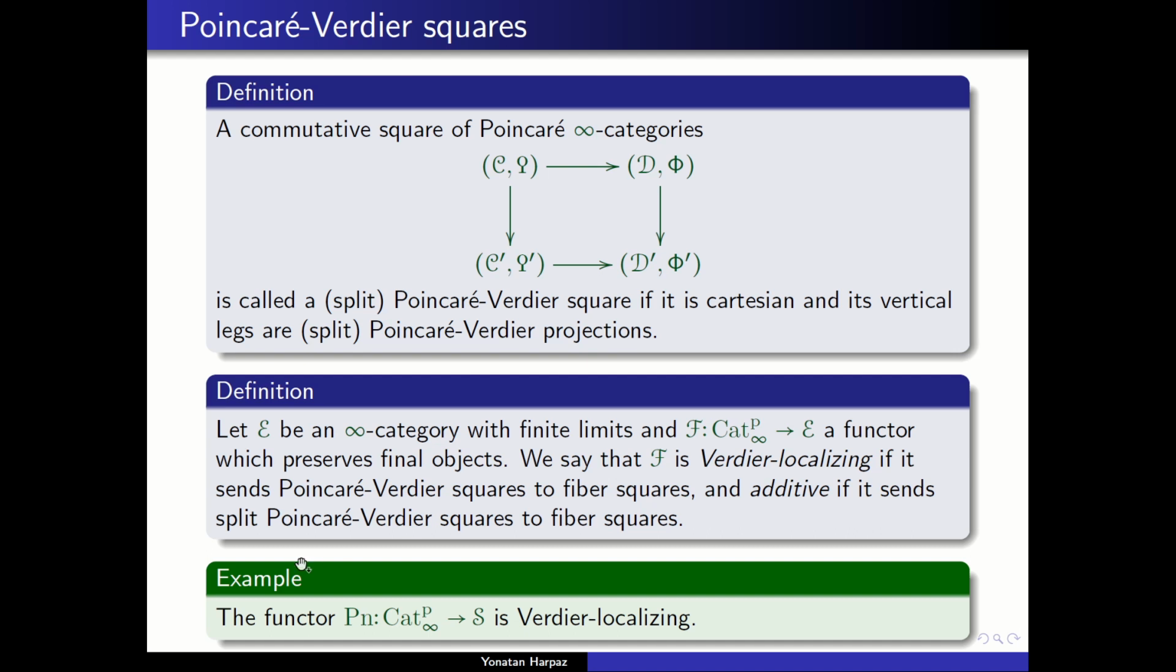An example is the functor Pn, which sends a Poincaré ∞-category (C, Φ) to its space of Poincaré objects, and is Verdier localizing. This is because it in fact preserves all limits, as it is a representable functor. It is represented by the universal Poincaré ∞-category mentioned in the previous talk. I should also say that the property of additivity should be considered as the analog in the present context of Waldhausen's additivity, while Verdier localizing is analogous to Quillen's localization property.